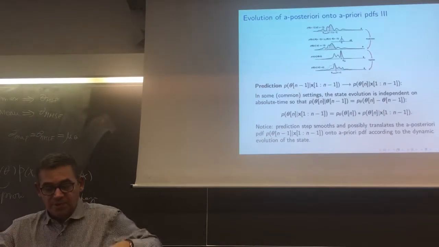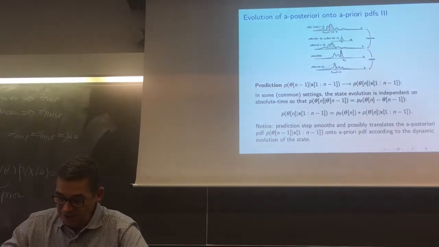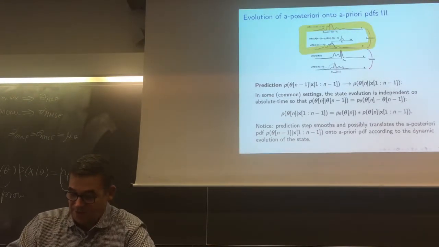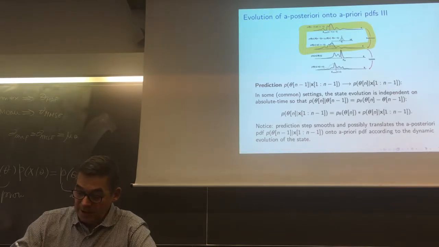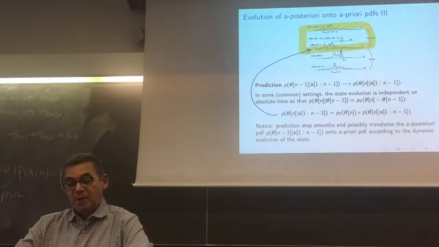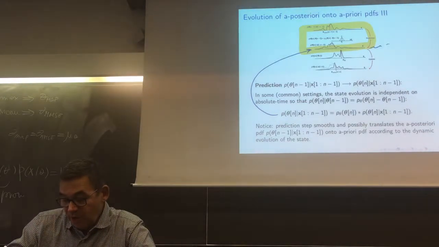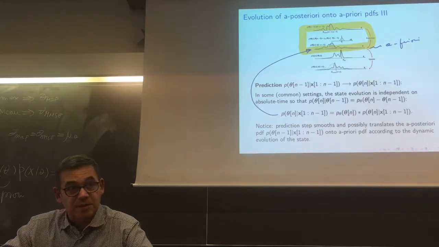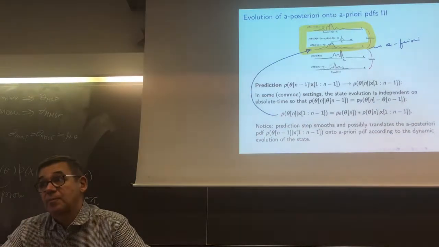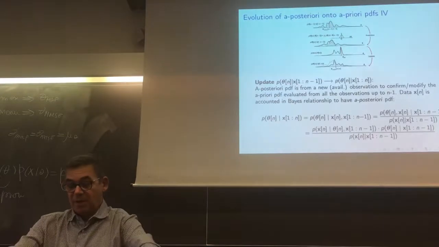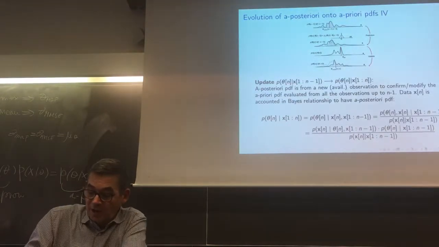Now, so let's see. This is by the prediction. As I told you, we are completing this step. Now this probability is becoming the a priori. What I calculate here in the prediction step is the a priori for the next step. And so what's happening in the next step? In the next step, I make the update.